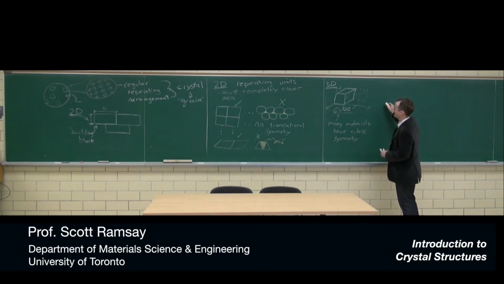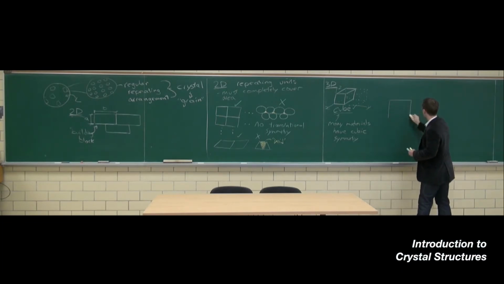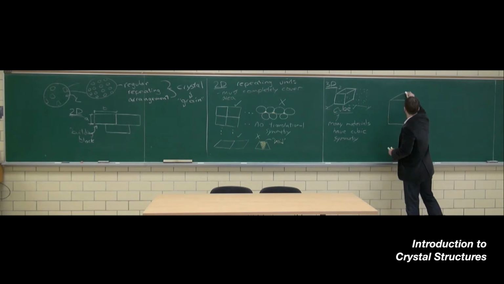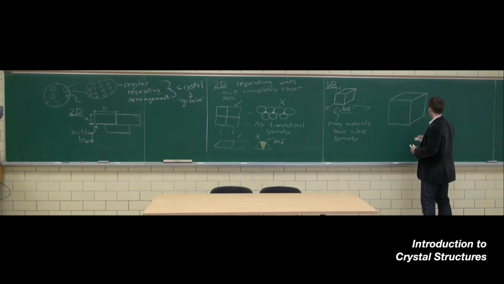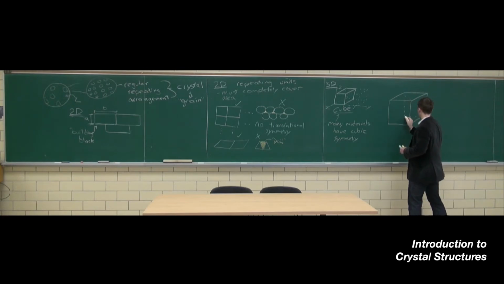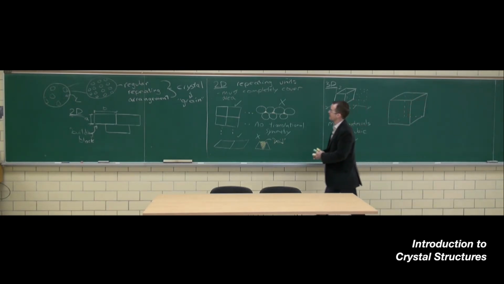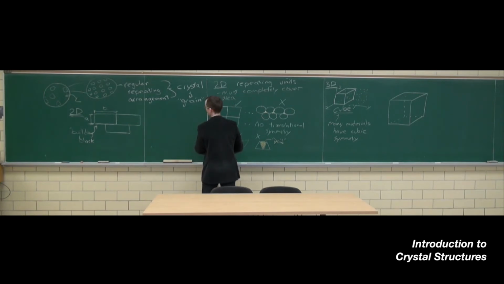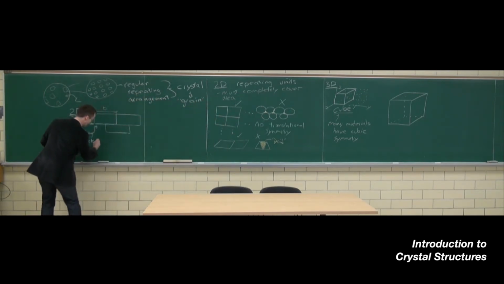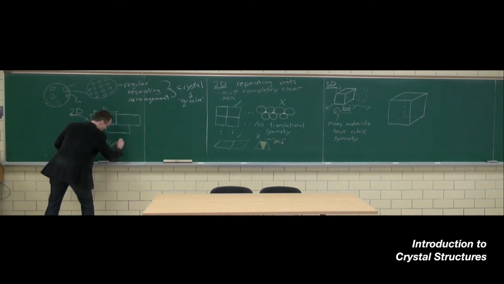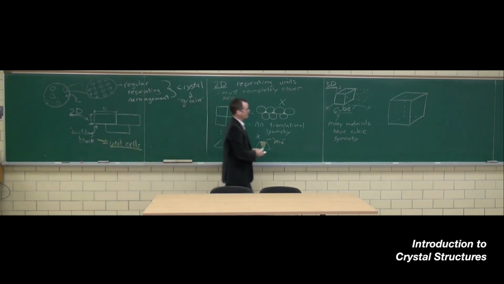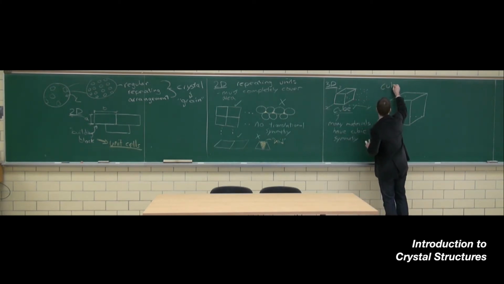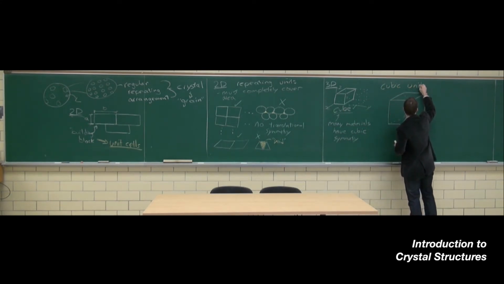So if we then say our building block is going to be a cube, there's a few things that we should describe or be able to describe about the building block here. So first of all, these repeating units or building blocks, we have another name for them. So instead of calling them building blocks, we call them unit cells. Okay, so what I've sketched over here then is a cubic unit cell.